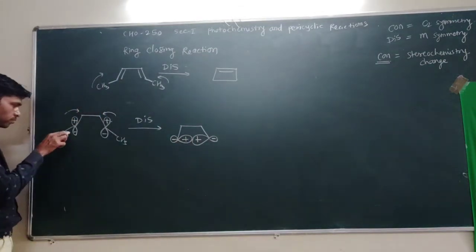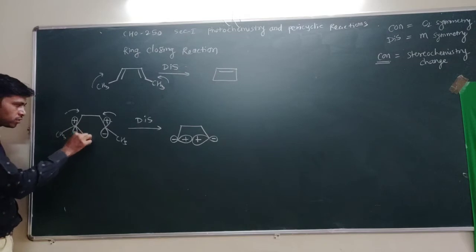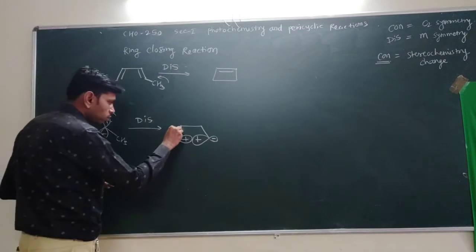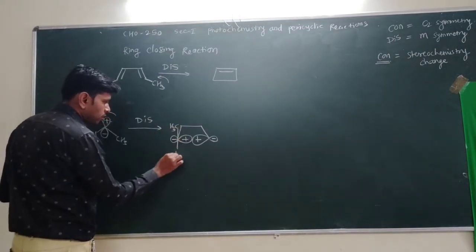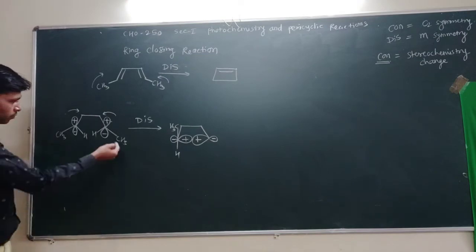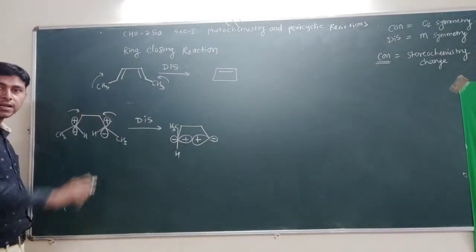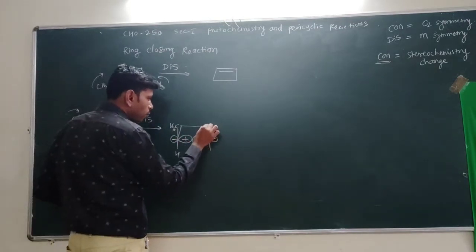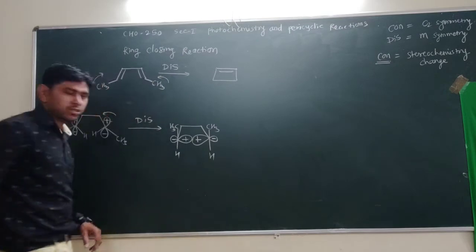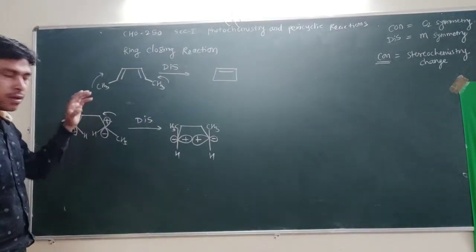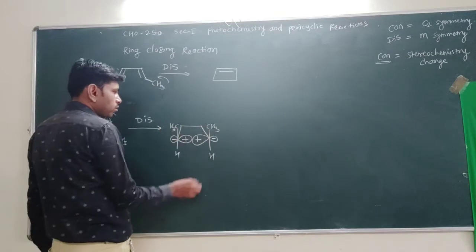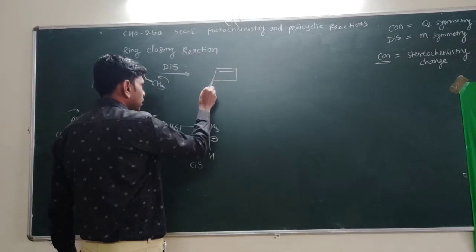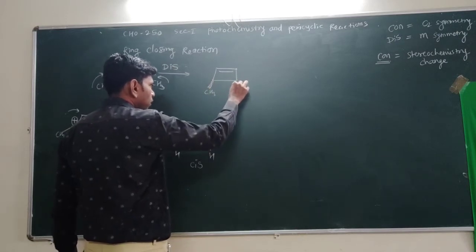Now see the groups. Hydrogen is there, hydrogen is there. When this one rotated clockwise, CH3 goes in the upward direction and hydrogen goes here. Now this CH3 when rotated anti-clockwise, H goes here and CH3 goes in the upward direction. Now see the stereochemistry here. Both groups are on the same side, that means this is cis. You can write CH3 both wedge or both dotted.